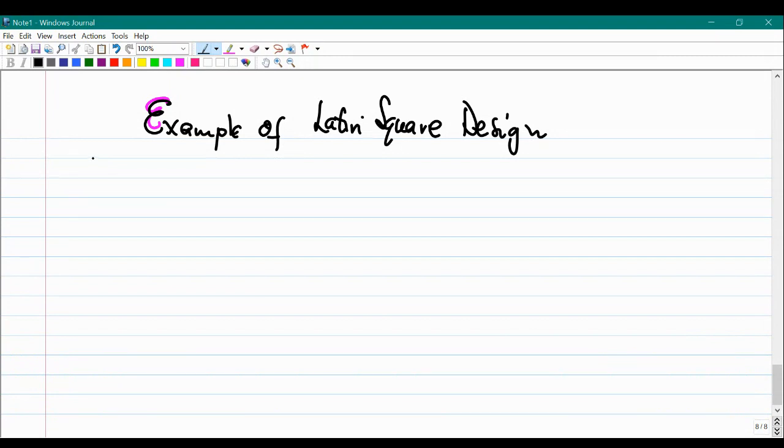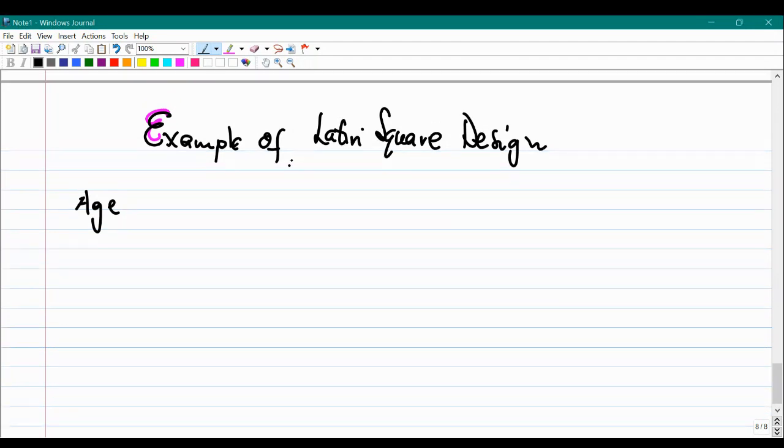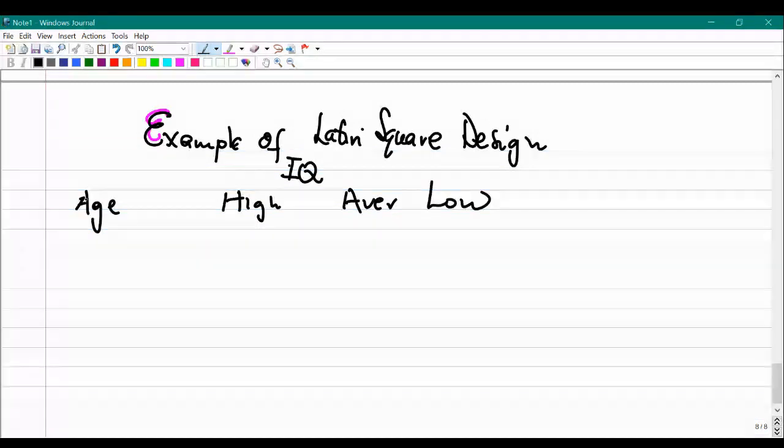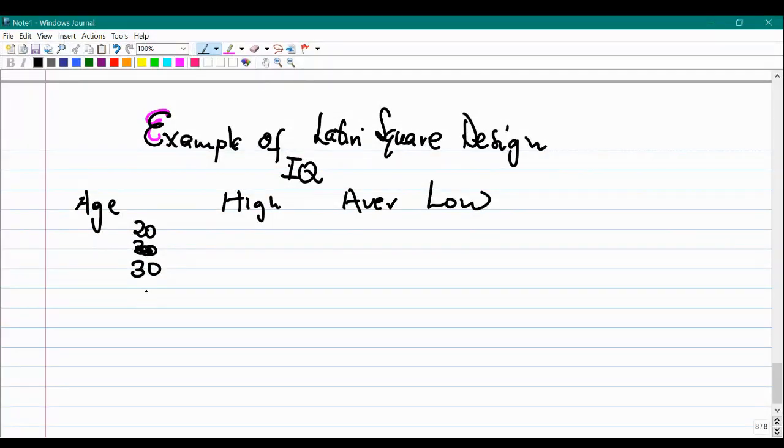In our case, we have... Chris, give me those values. Right, IQ. IQ is measured by high, average, and low, isn't it? The age is what? It's 20, 30. Sorry. 30 and what? And 40. The age. 40.